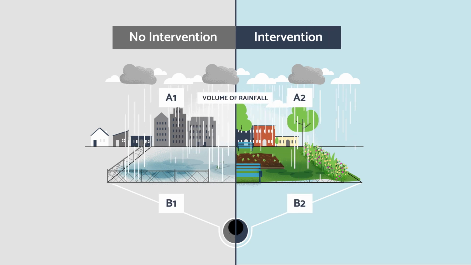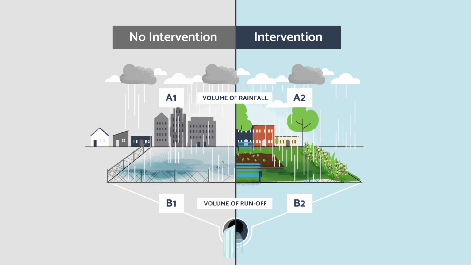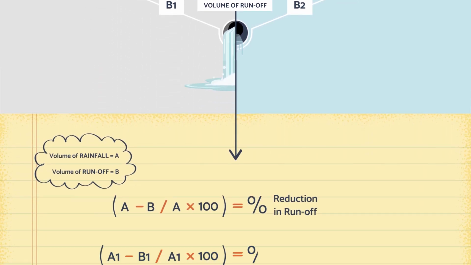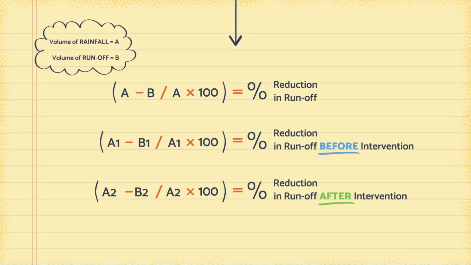Cassandra and her stakeholders continue focusing their evaluation design by identifying all of the indicators they plan to collect and when they will collect them. For example, they will measure percentage of reduction in runoff both before and after the rain garden adaptation.